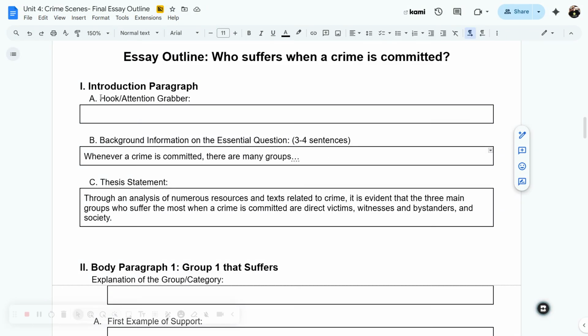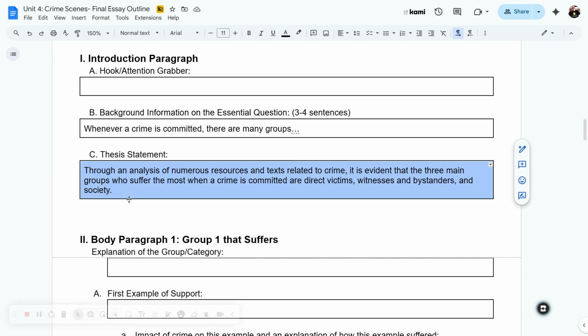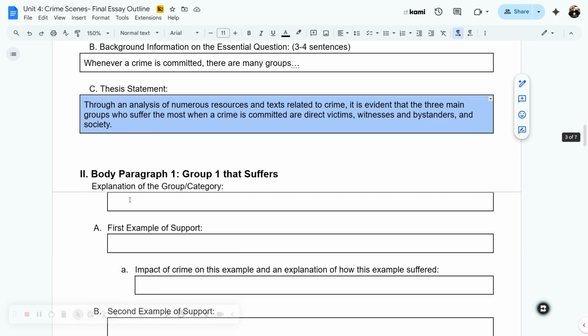But here's the thing. When you read these three in a row together, it should flow together in one nice paragraph. You should be able to read your attention grabber and go right into your background information and then right into your thesis statement. And that is how you write your introduction. If that's the case, then you're ready to move on to your body paragraphs and outlining your body paragraphs.